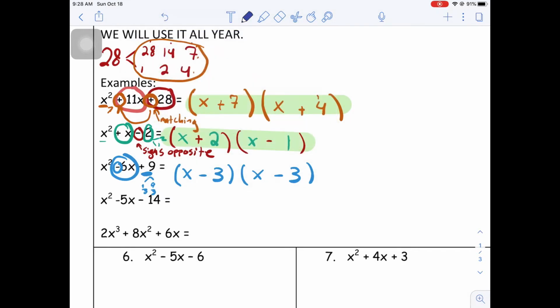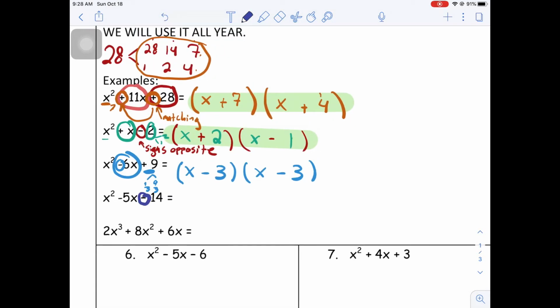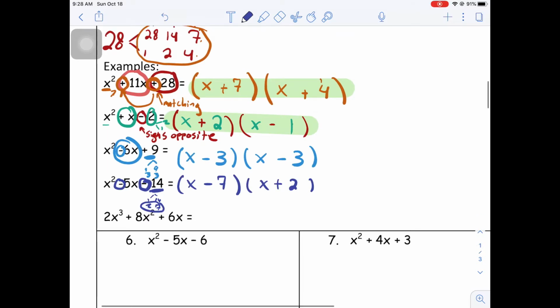Alrighty, let's take a look at the next one. Negative in the end tells us that the signs are opposite of each other, so negative and positive. 14, okay, so we have 1, 14, 2, 7. Looks like we can stop there, right? Because 2 and 7 can make 5. So we have negative 7, because it's a negative here, and we're going to have positive 2. That would give us that negative 5. Then we just fill in the x's.